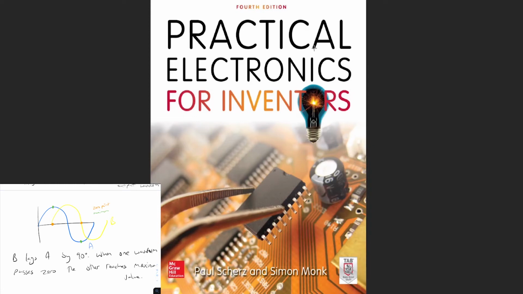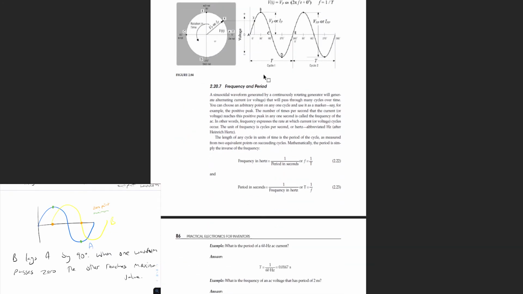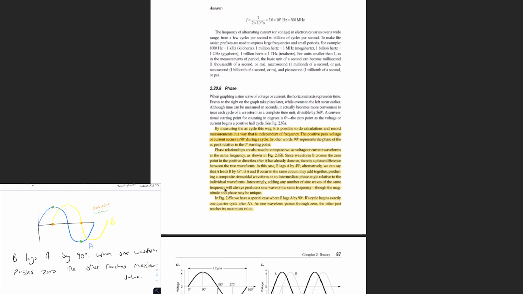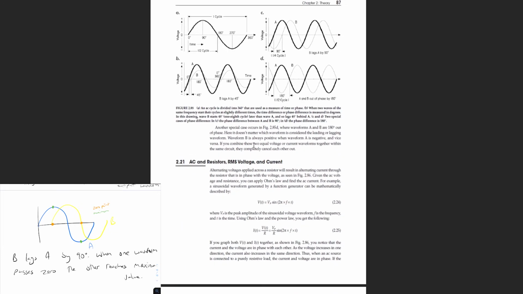So we're going through the Practical Electronics for Inventors book by Paul Scherz, and the purpose of this is so that I can get up to scratch with AC electronics. In the last video, we went through phase. I'm just going to finish off phase, and then move on to AC and resistors and RMS voltage and current. So let's get straight into it.